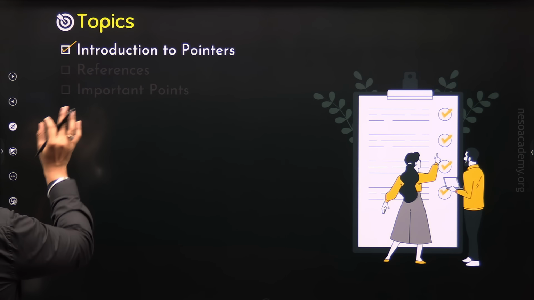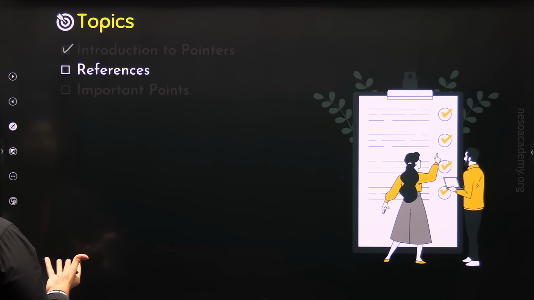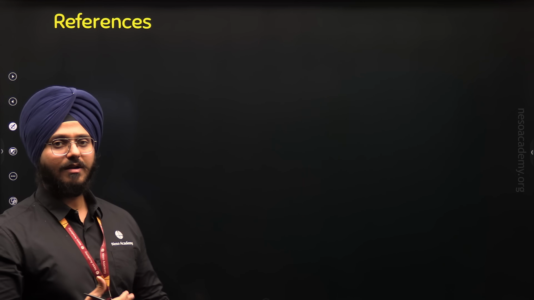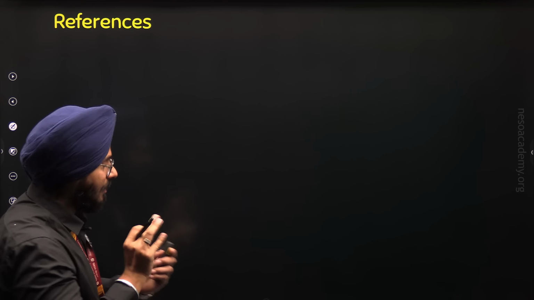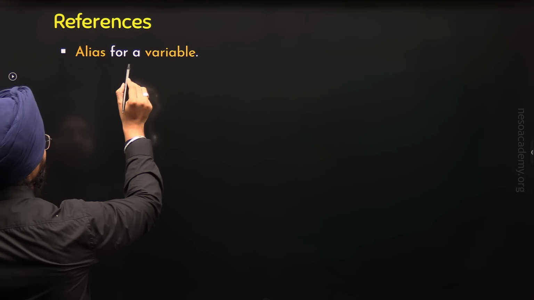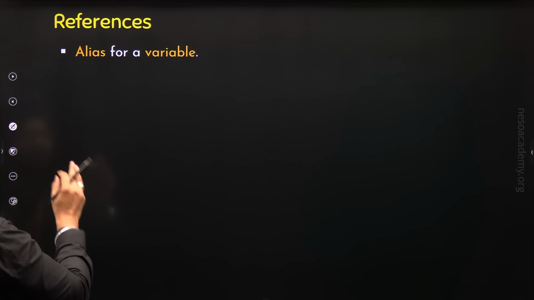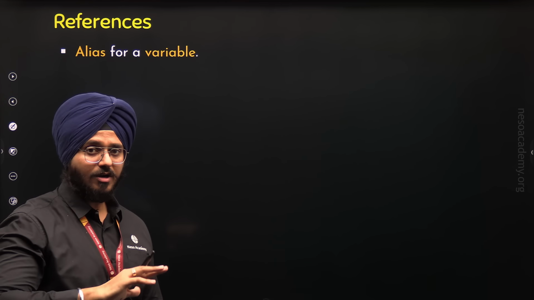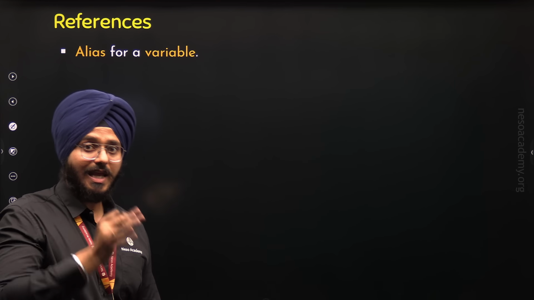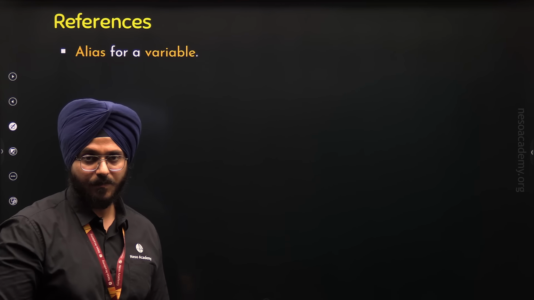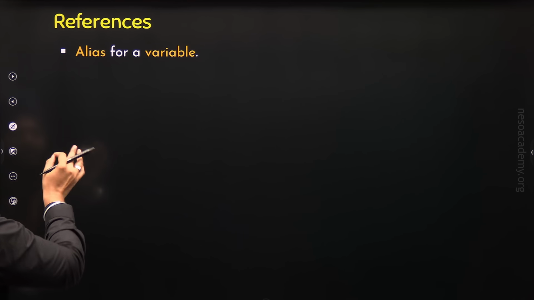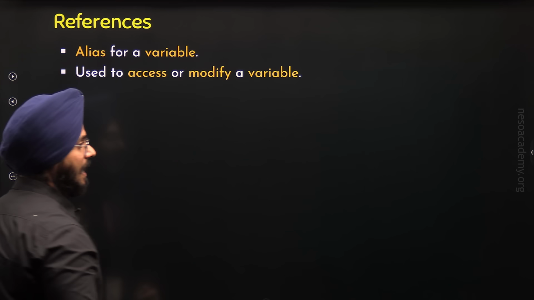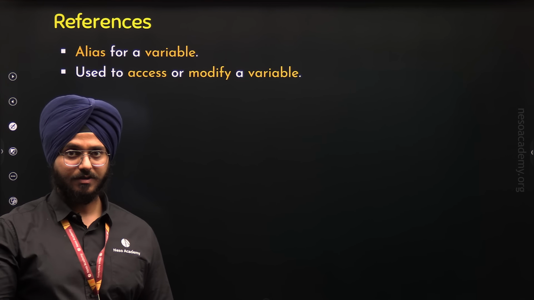Now let's move to the second topic to understand references properly in C++. So what are references? A reference is an alias for a variable. So it is just another name for a variable. It is not another variable, it is just a name given to some variable. And with the help of a reference, we can access or modify a variable as well, just like a pointer.